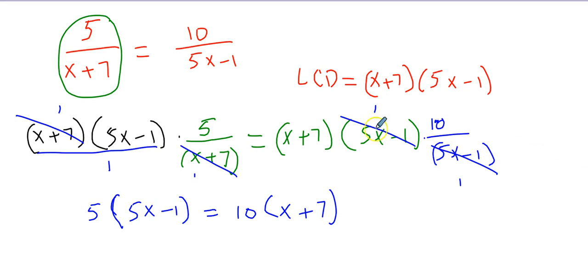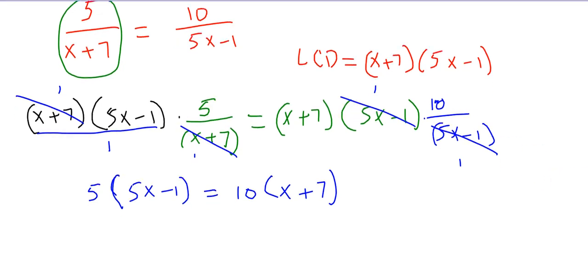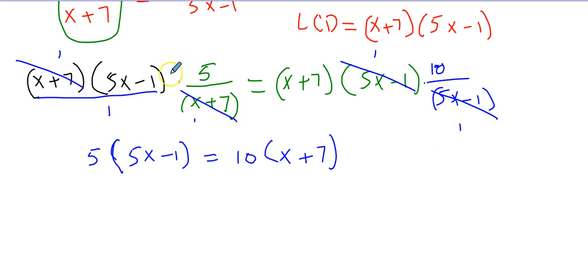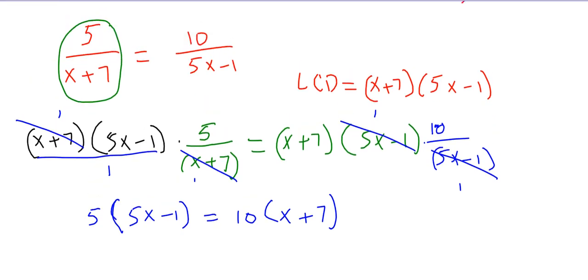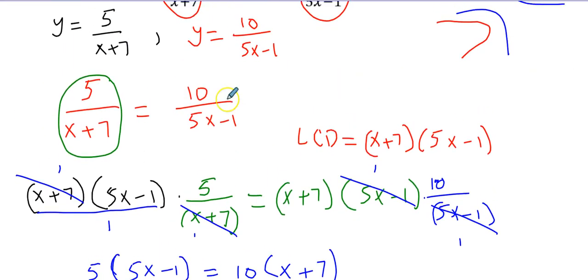So our equation is further simplified from the denominators by multiplying the whole expression by the least common denominator. What we did is the denominator piece is cancelled.